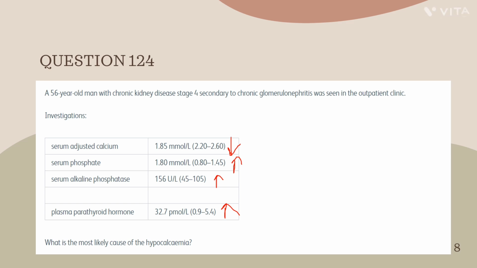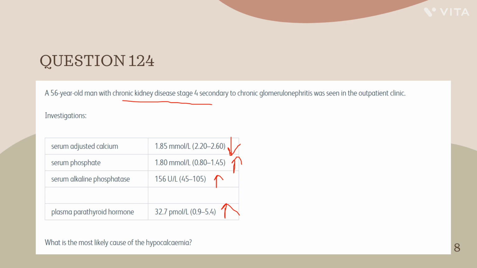So here calcium is low, phosphate is high, parathormone is high, ALP is high, and the man is having CKD stage 4. So in CKD stage 4, there can be vitamin D deficiency because the active form of vitamin D is formed in the kidney. When the kidney is damaged, the 1,25 dihydroxycholecalciferol, or calcitriol, will not be formed, and vitamin D is helping in increasing calcium as well as phosphate. It is increasing the absorption of calcium as well as phosphate from the gut as well as kidney.